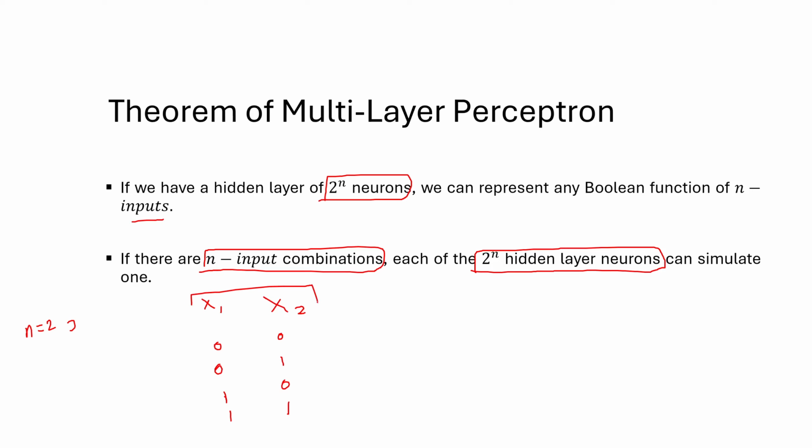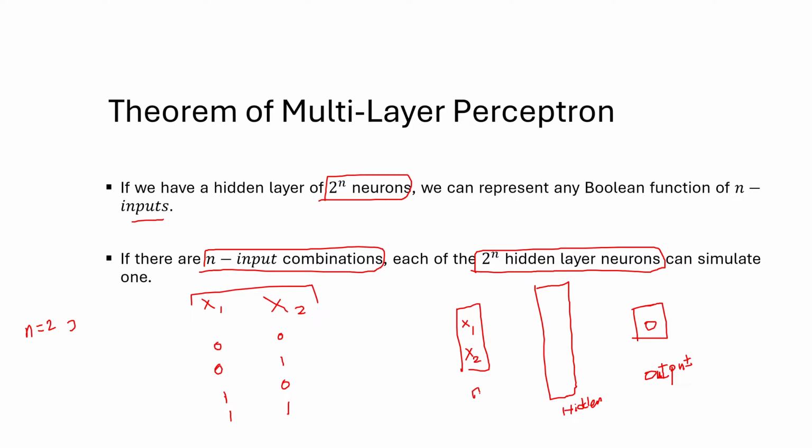Such a Boolean function could be solved with a multi-layer perceptron having one input layer, one hidden layer having 2 raised to the power n neurons, and one output layer having one neuron. Here n is equal to 2, so 2 raised to the power n is equal to 4. So in this case your hidden layer will have 4 neurons, 1, 2, 3 and 4.